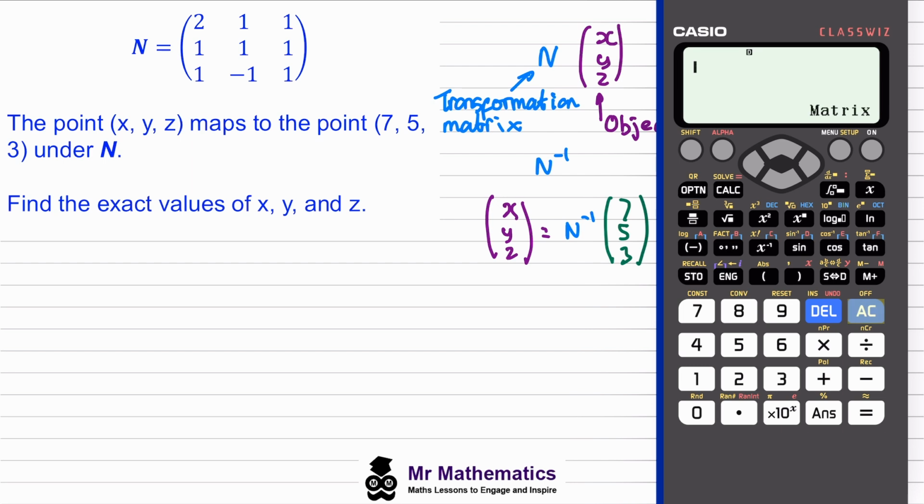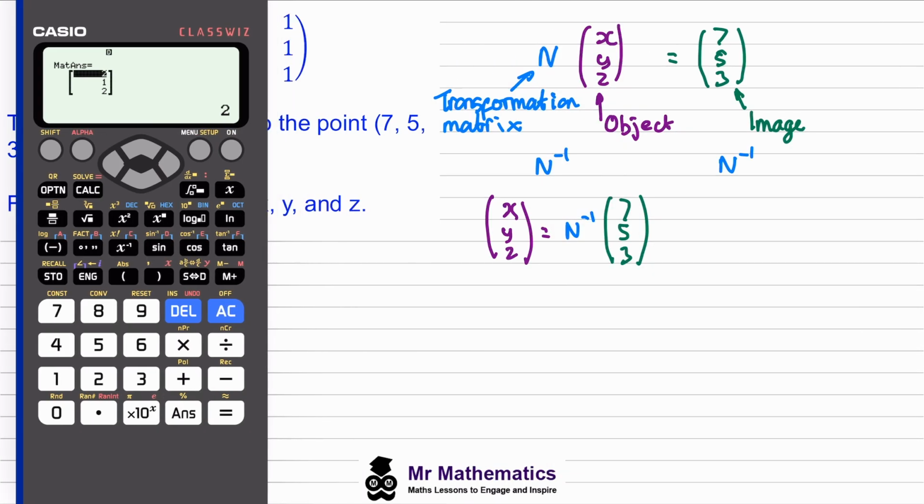So we'll clear this and we'll want matrix A inverse multiplied by matrix B, and we get the coordinates of our object, where x equals 2, y equals 1, and z is equal to 2. Okay?